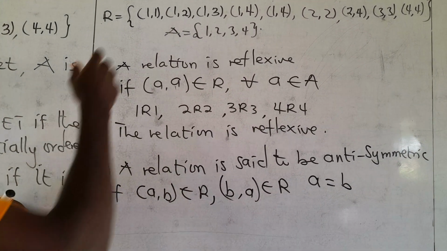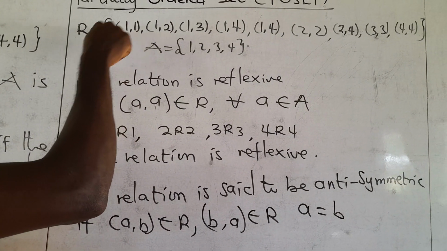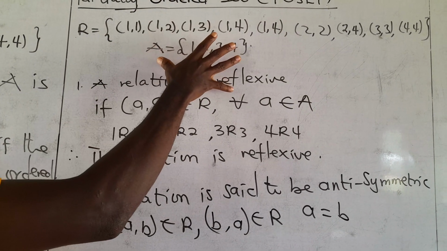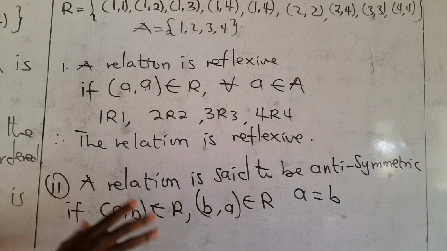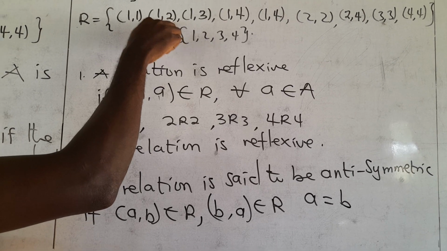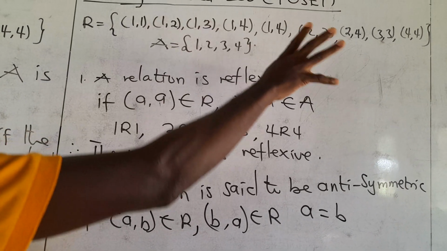So let's check. Look at (1,1). When we flip (1,1), we still get (1,1). (1,1) is a member of this relation, but 1 is equal to 1, so it satisfies the condition. Then we don't have a problem. Now let's flip (1,2). When we flip (1,2), we get (2,1), but (2,1) is not a member of the relation.